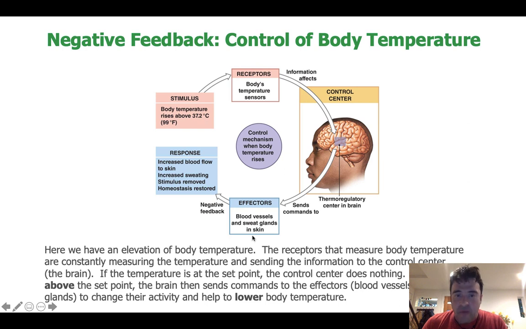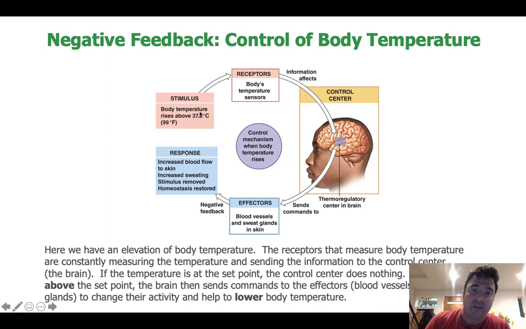Now, because the sweat glands are what are affecting the change, we refer to those as effectors. And when that sweat evaporates, it essentially siphons heat off the body, or removes heat from the body. It's called evaporative cooling. It cools the body down. And the response is a decrease in body temperature.